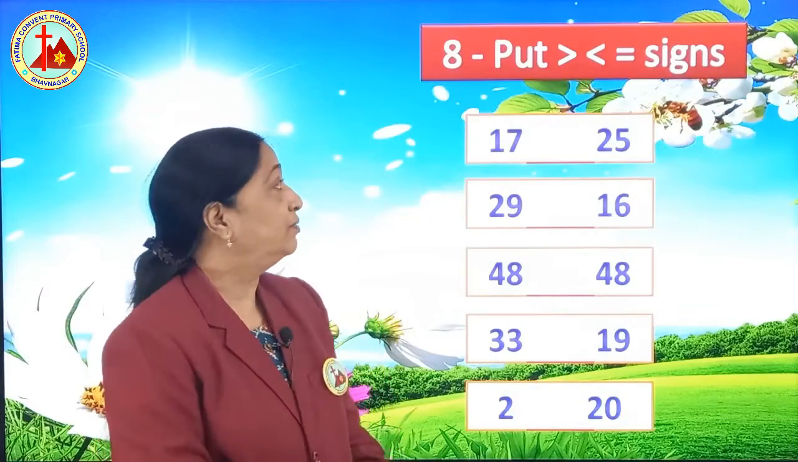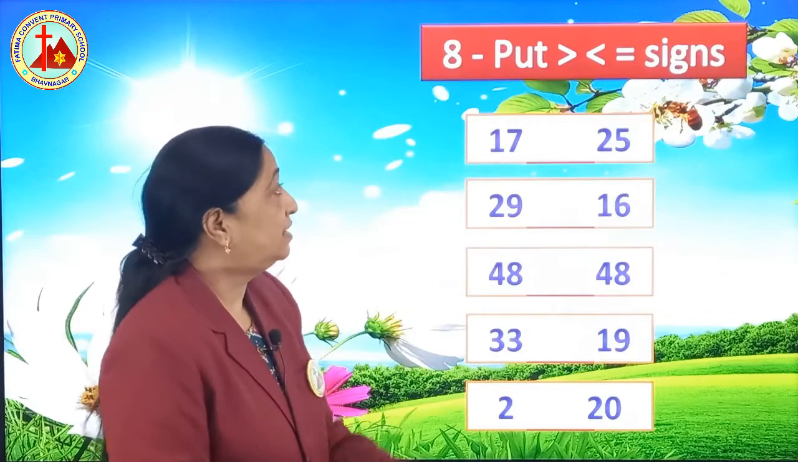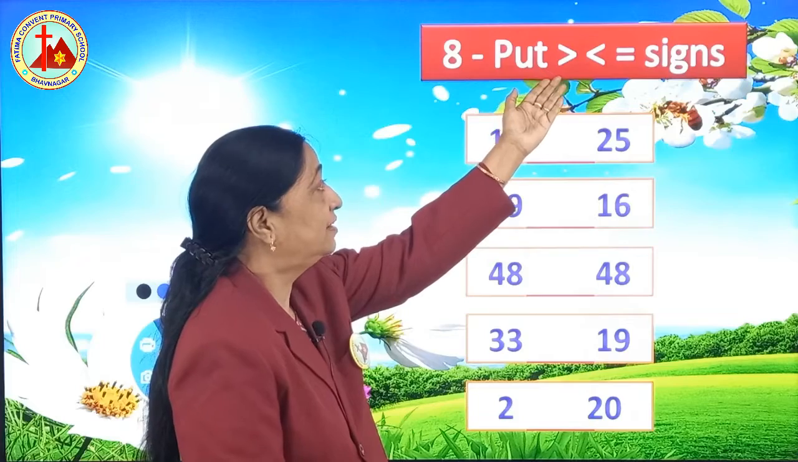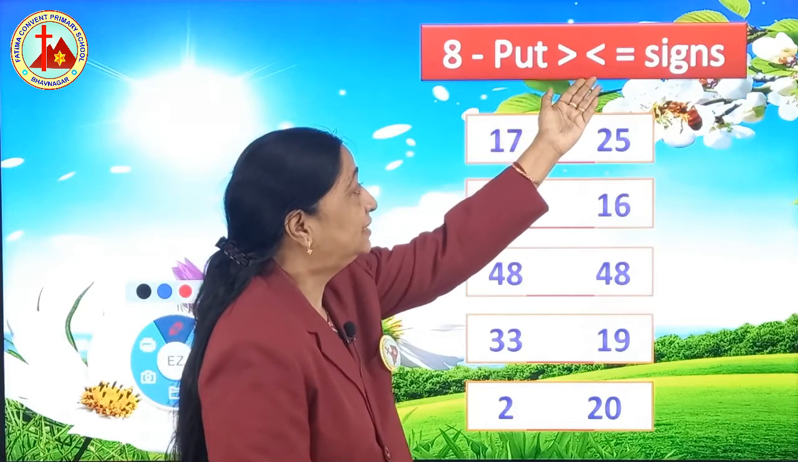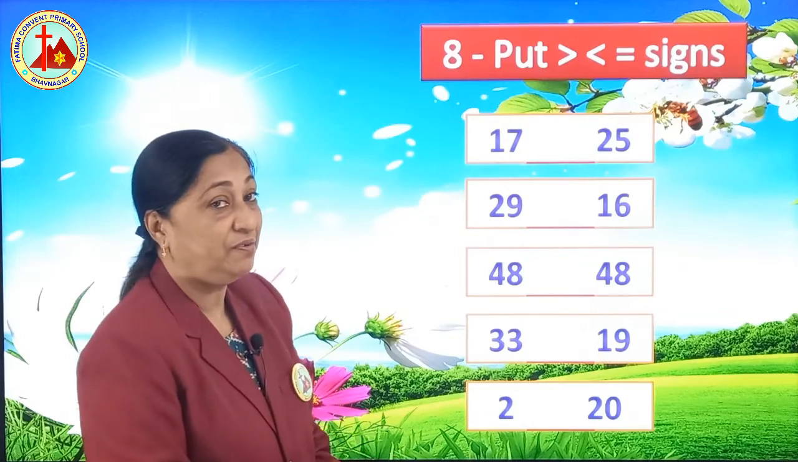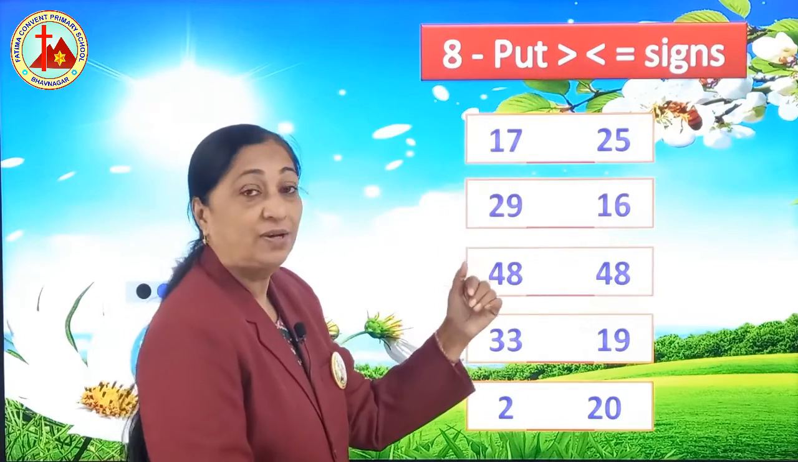So now here we are with question number 8. Put the correct sign. The signs are here: greater than, less than, is equal to sign. You have to see both the numbers how you have done previously. Okay, so let's begin.